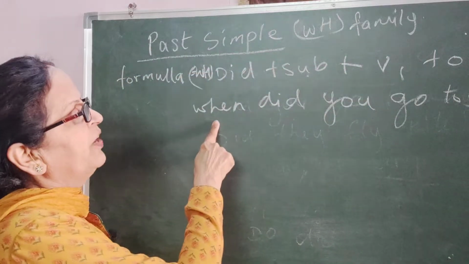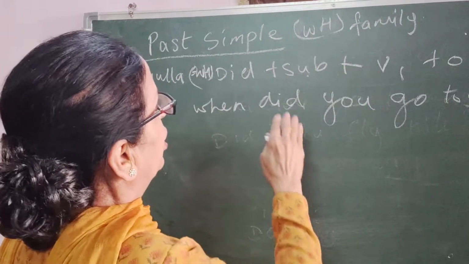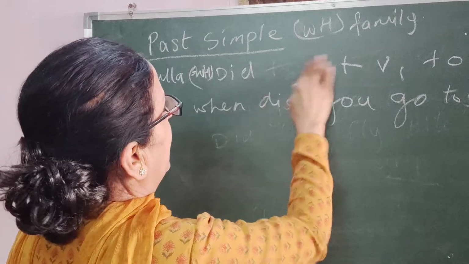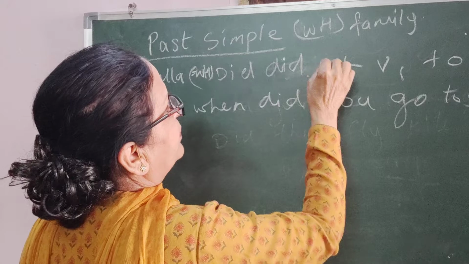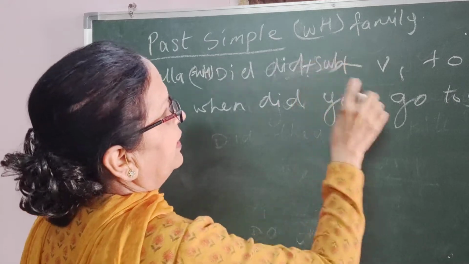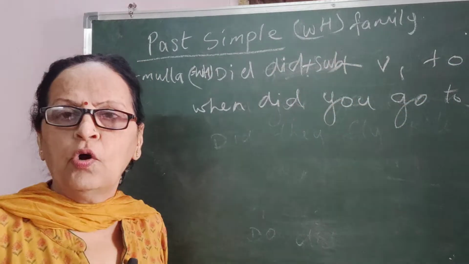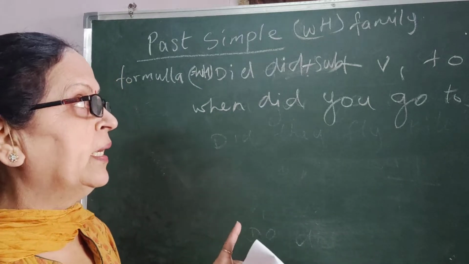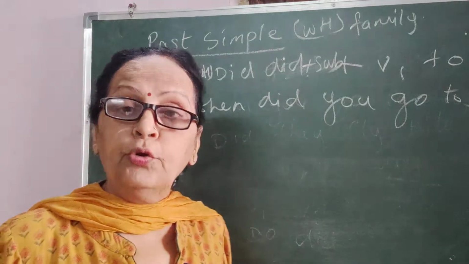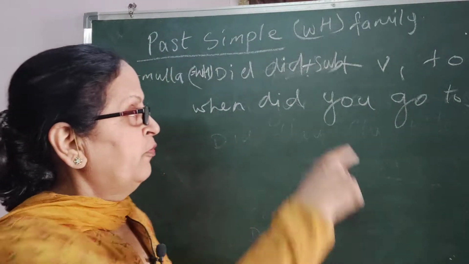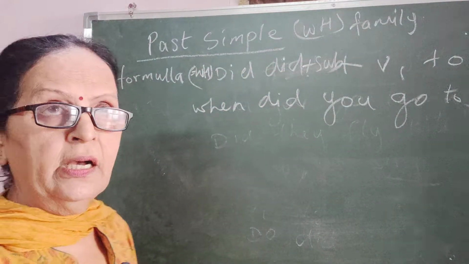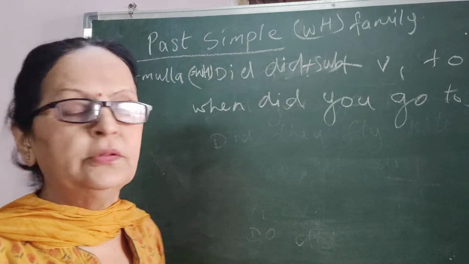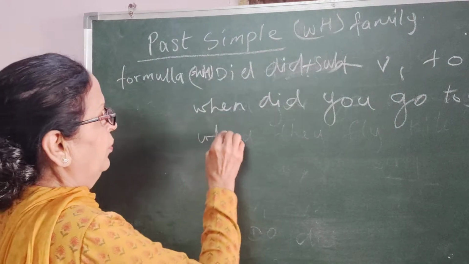So your WH family, then comes your helping verb, did, then your subject, then your verb and then object. I hope this is very clear. WH family. You can make many more sentences following the rule. Supposing if I want to say I am going, what will be the question?